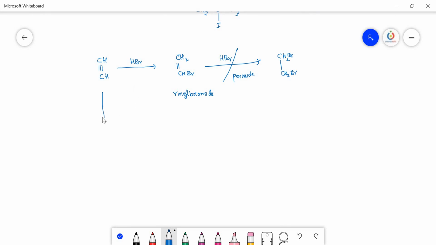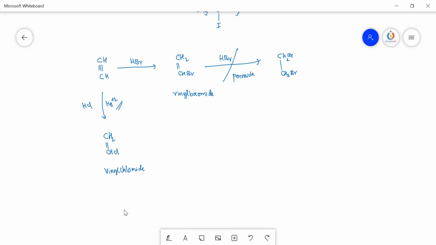For example, they may mention hydrochloric acid and Hg+2. So you should not panic by seeing this type of thing. They are just catalysts, so they increase the speed of the reaction. So products are the same. That is, now we are getting vinyl chloride. So do not panic by seeing these reactions and catalysts.